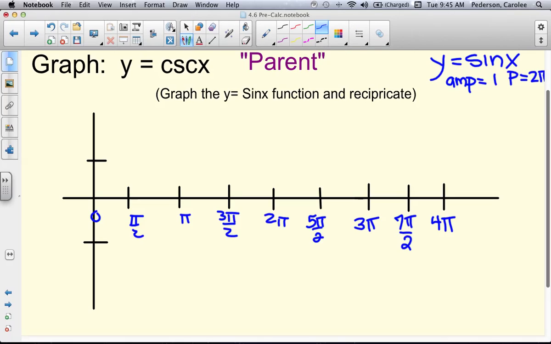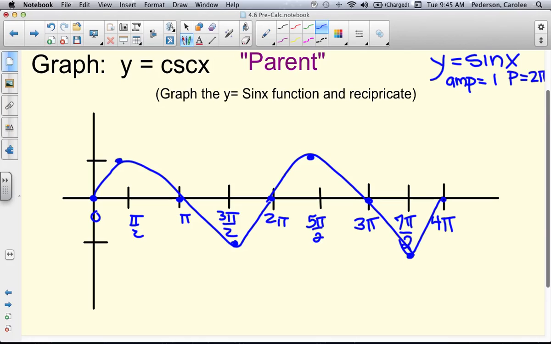Remember, the sine function starts in the middle, goes up, middle, bottom, middle. There is 1 revolution. I'm going to continue another revolution. So I'll continue the pattern. Up, middle, bottom, middle. This blue function represents my sine function.